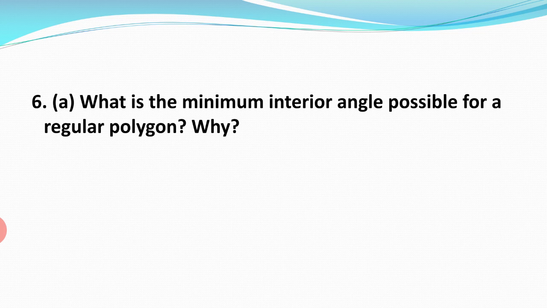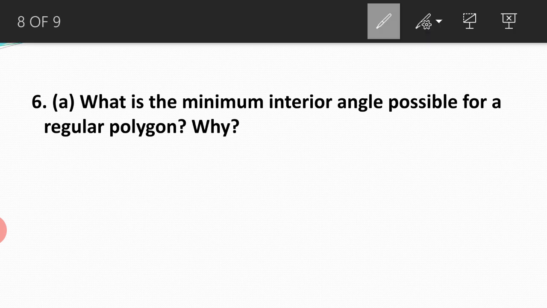Now next question, what is the minimum interior angle possible for a regular polygon? Why? Now we all know minimum possible interior angle for a regular polygon. So what is the first element? Let me know which polygon has minimum sides. So that is triangle, that is equilateral triangle.